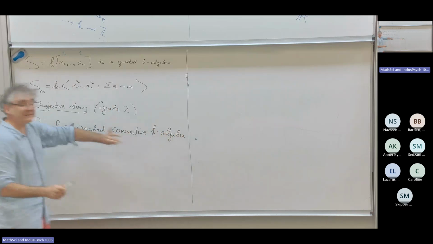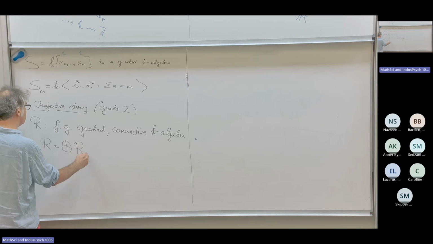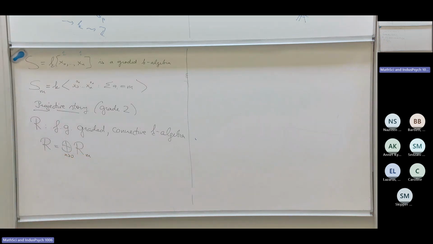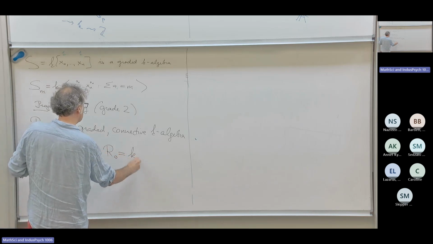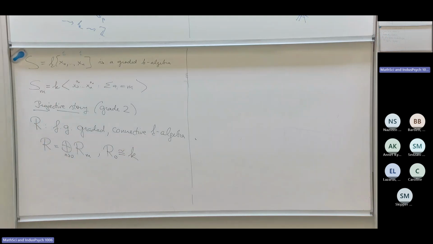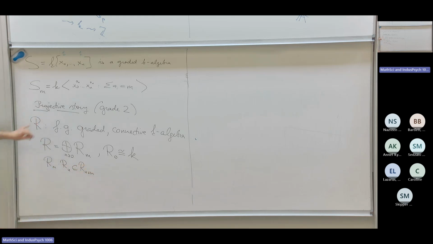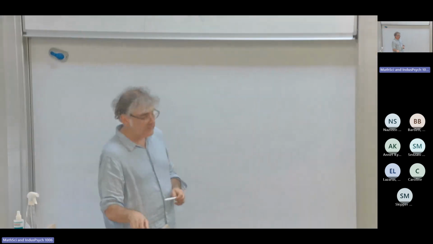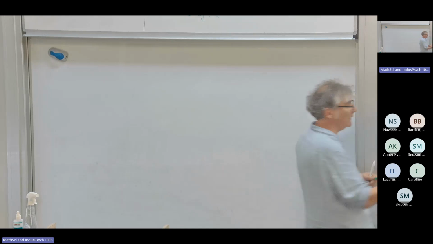You could still argue about connective, and of course there are more examples and more interesting stuff if it's not connective, but I want to keep that. Once again, R decomposes into a direct sum, Rm, m greater or equal to 0. It's a choice to take it positively or negatively graded, but that's general enough. I want the grade 0 piece to be just K. I want it to be a graded algebra, so Rm times Rn is contained in R m plus n. I want to keep all that, but I don't want to assume that my generators are in degree 1. I want to assume that it's finitely generated, which is the natural assumption to make.